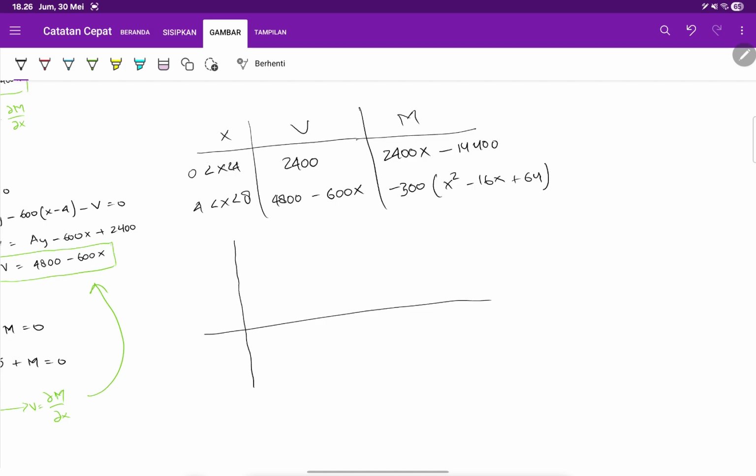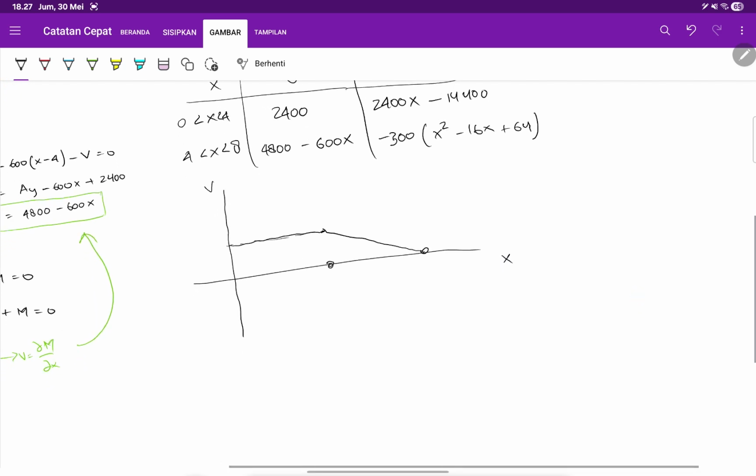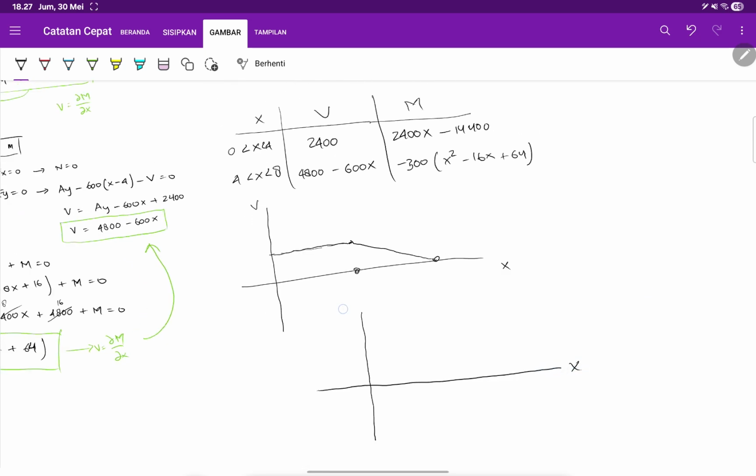So at x equals 0 to 4, this is 2,400, yeah, 2,400. And then it goes to 0 at 8, am I right? It will become 0 like this. This is V, and this is X. Okay, and then this is M.